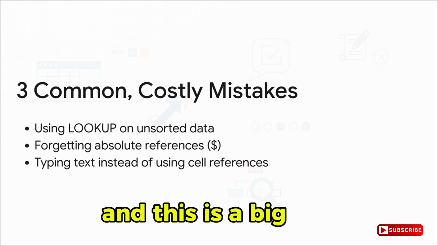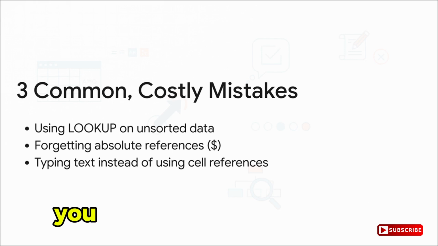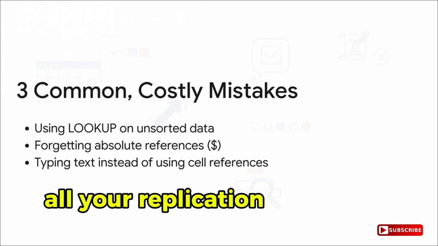Second, and this is a big one, forgetting those dollar signs for absolute references. You know what happens, right? You drag that formula down, the range shifts, everything breaks, and poof, all your replication marks are gone.